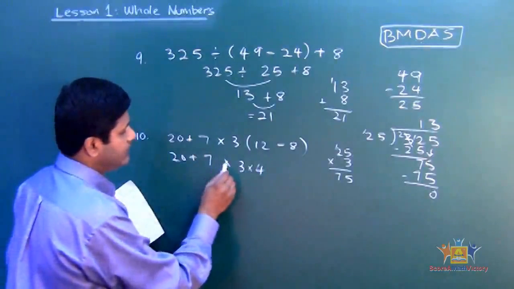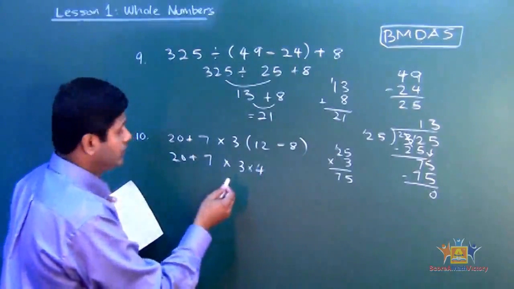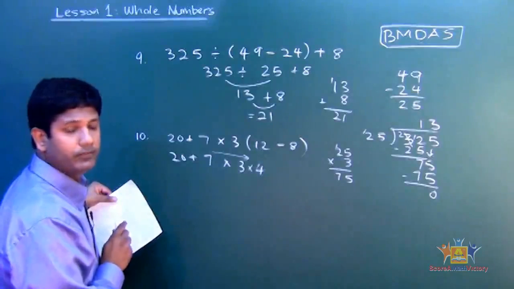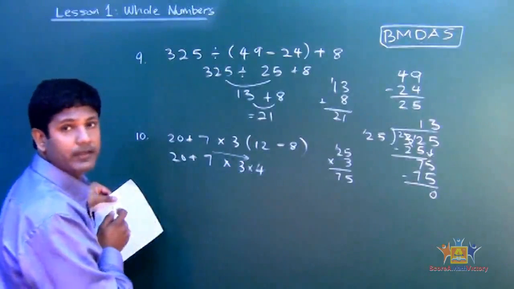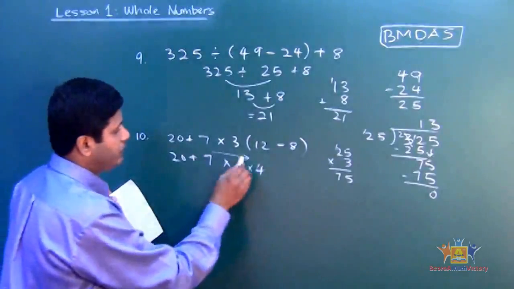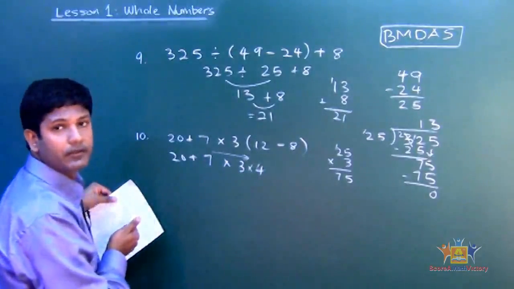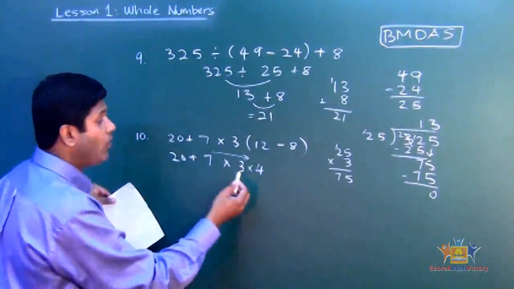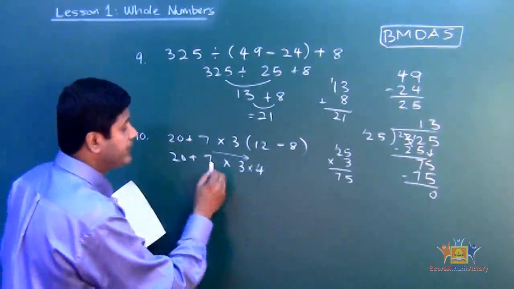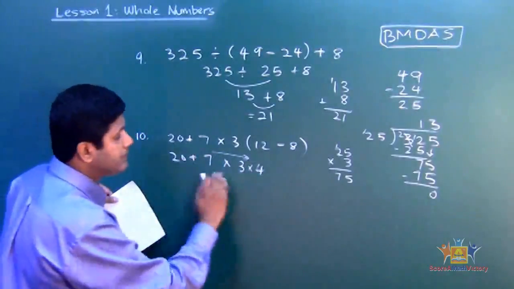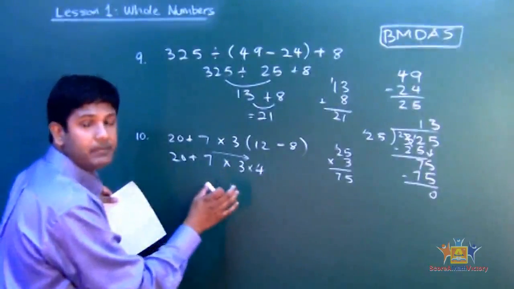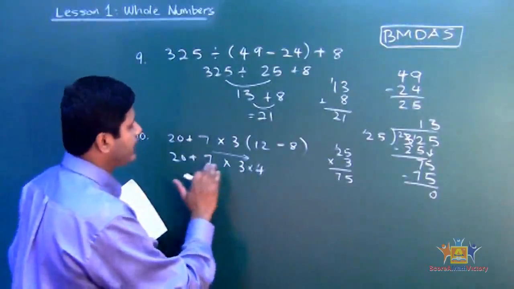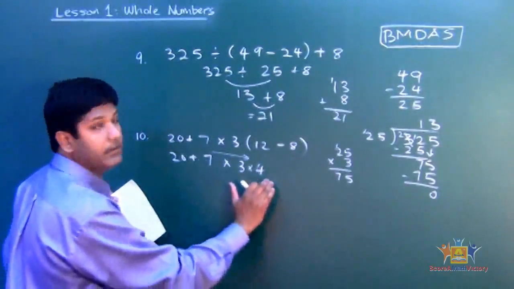So look at this one. 7 times 3 times 4. I can use the left to right method. That means I can times 7 times 3 and then times with 4, or I can do the 3 times 4 and then times 7. See, when you're multiplying, you can take any combination. Keep in mind, in this case, I can times 3 times 4 and then times 7, or 7 times 3 and then times with 4.